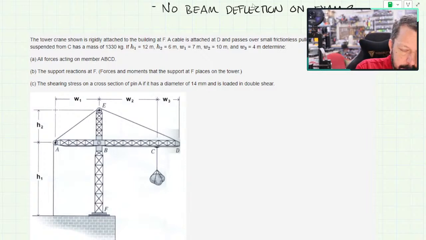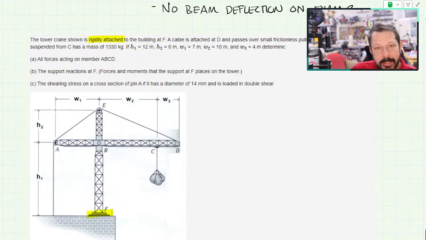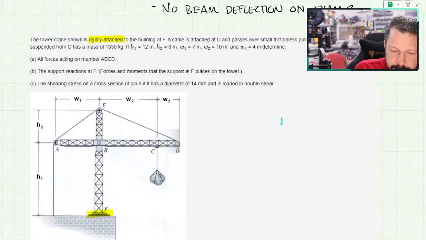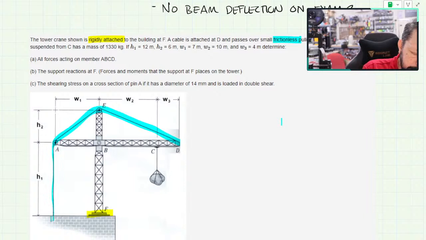It does give us a couple of little hints here, rigidly attached. So down here at F, that's one of our fixed supports. So it's going to have the 3 reactions, the X, Y, and a concentrated moment there. There's a cable at D. This is, let's see, that the same cable passes over frictionless pulleys at A and E. So this is all one cable here, over there, around there, and down to the ground. That's all one cable, and they're all frictionless pulleys.